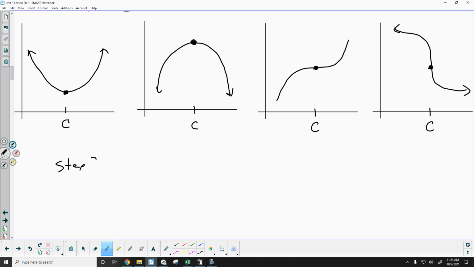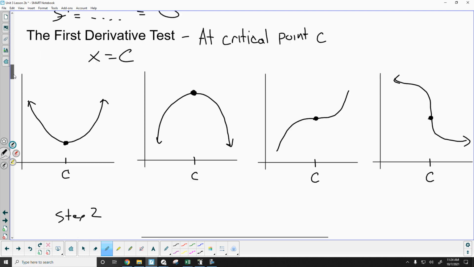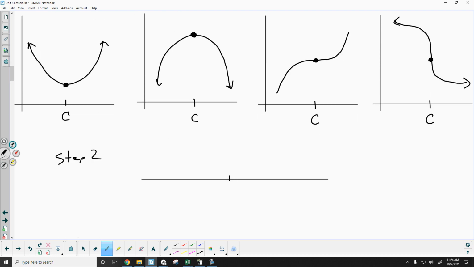Step 2 is to throw down a number line. Completely new, never done it before in this class. You might have seen it last year. You will take your critical point, your number when your derivative is equal to 0. You're going to plop it down on your number line. If you have multiple of them, you'll plop both of them down. Okay? And what we are going to do is analyze signs, positive or negative, of f prime.